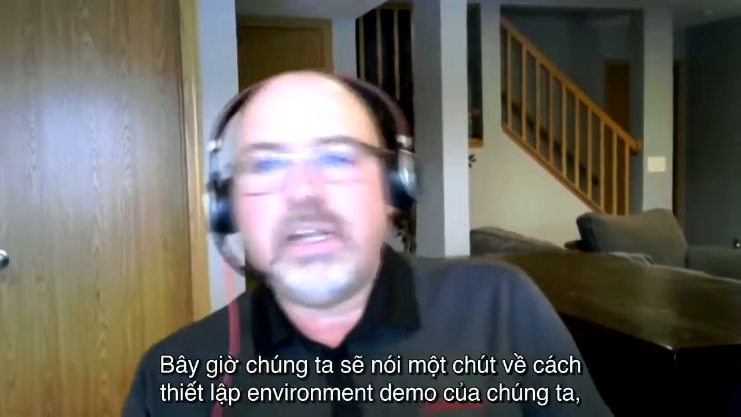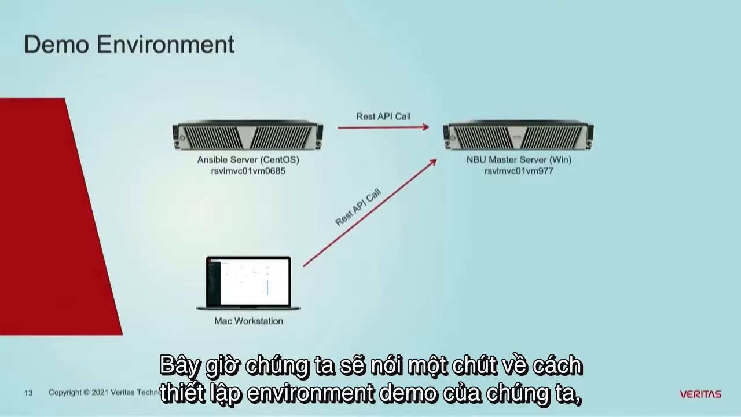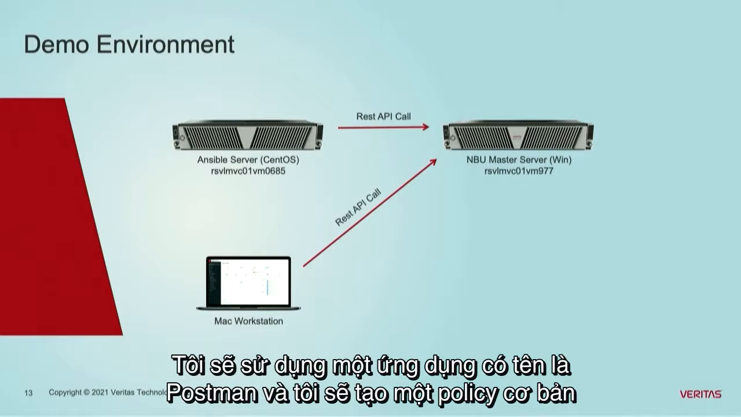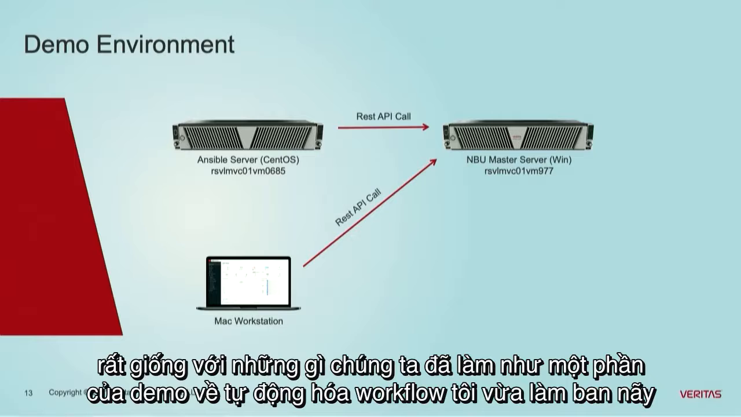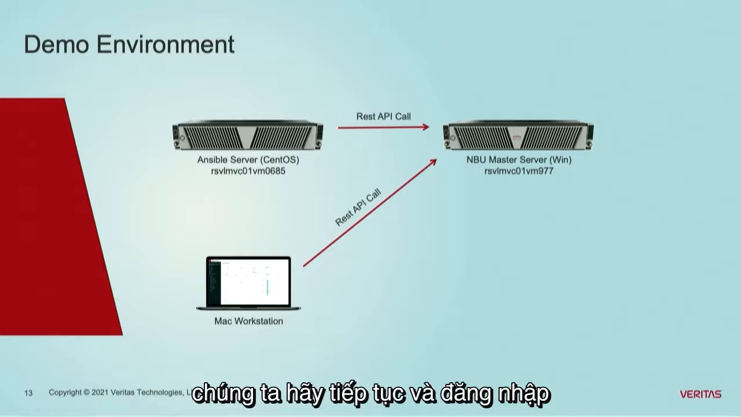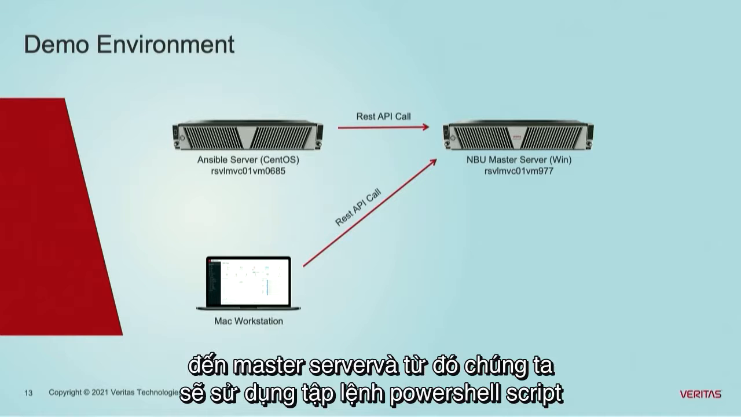Now we're going to talk a little about how our demo environment's set up. So first, we're going to have a demo where I'm using my Mac workstation. I'm going to use an application called Postman, and I'm going to create a basic policy, very, very similar to what we did as part of the workflow automation demonstration or demonstrations I just spoke of. Then we're going to go ahead and log on to our master server.